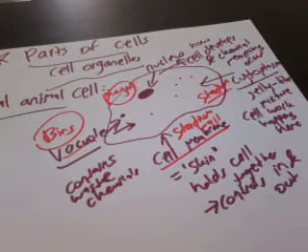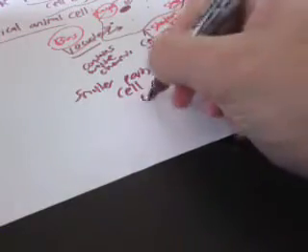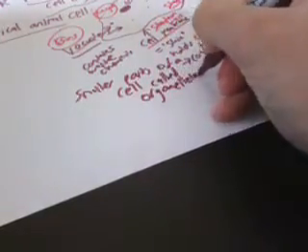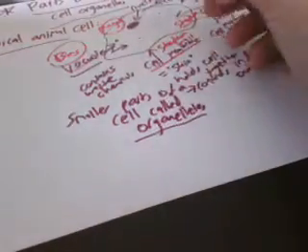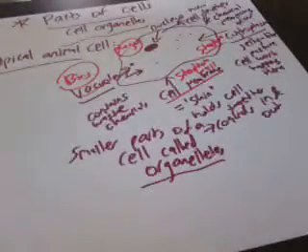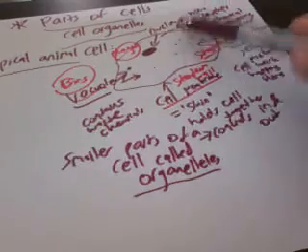The smaller parts of a cell are called organelles. Think of them as organs. Think of the cell as a human, and the little parts are organelles. Organelles are the vacuole, nucleus, cytoplasm, and membrane. That's all you need to know. They're the building blocks of humans and animals, of animal cells.